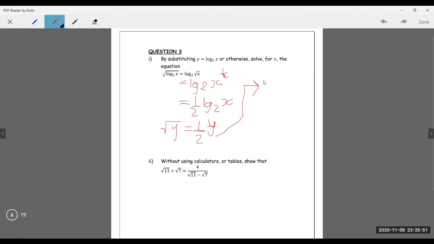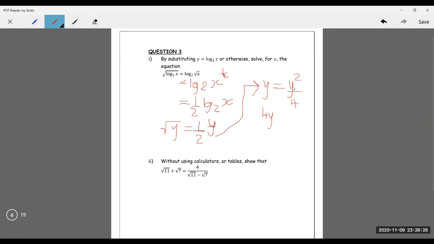And then when we square half y, what do we get? 1 over 4, y squared. So we get y squared over 4. What do we do next? We cross multiply to get 4y equals y squared.